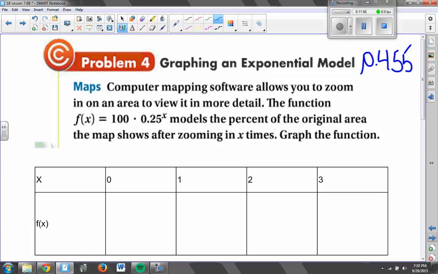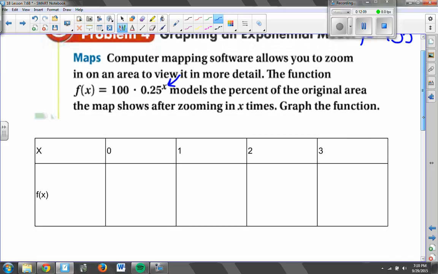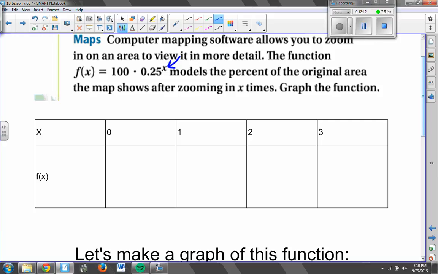So we can see that this is an exponential equation because we have an x right there in our exponent. When we have a variable in the exponent, we know it's exponential. So we should see an exponential sort of model here in our table. So let's start by just creating this table. This time we're going to start with x equals 0 because it's impossible for us to zoom in -1 times, so we don't need to worry about negative numbers.